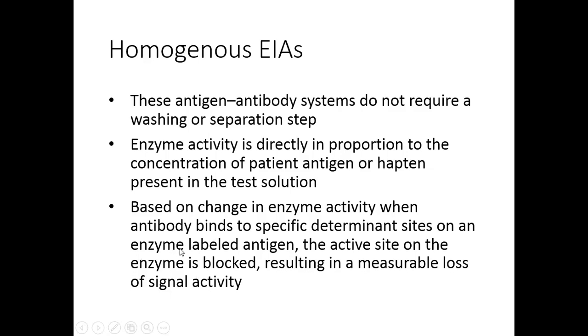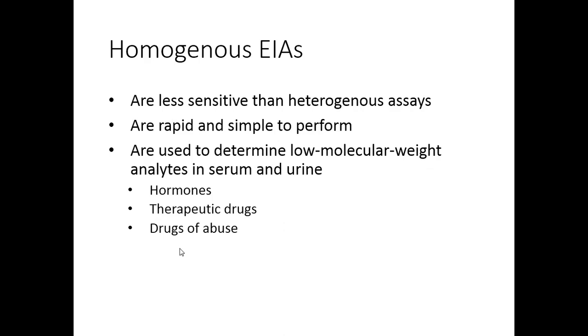It's definitely a different mechanism, much like radioactive is, so it's interpreted differently. So you just need to remember what the action of a homogeneous EIA is by that blocking mechanism of the enzyme, and I think you can walk it through. Homogeneous EIAs are less sensitive, but they're pretty easy to perform. And they're used really, again, for some of those low molecular weight things that we think about in serum and urine. Here, hormones, therapeutic drugs, drugs of abuse testing, things like that.